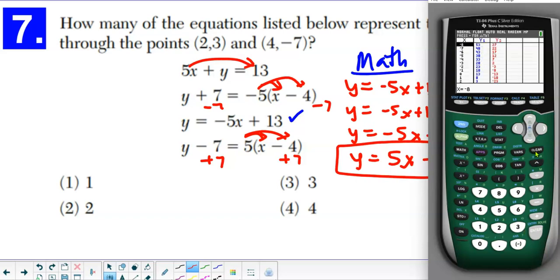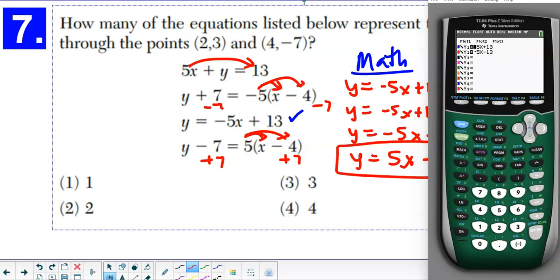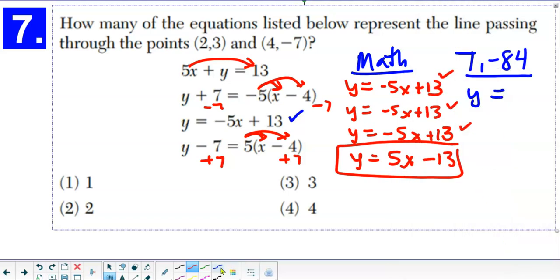So the first one is 2, 3. And as we can see down here, the first sentence has a 2, 3, but the second sentence does not. When I look at the 4 value, the first sentence has a negative 7, and the second one does not. So the second one is not a fit. And that means the first one is, so that means that all three of these equations would go through those points.